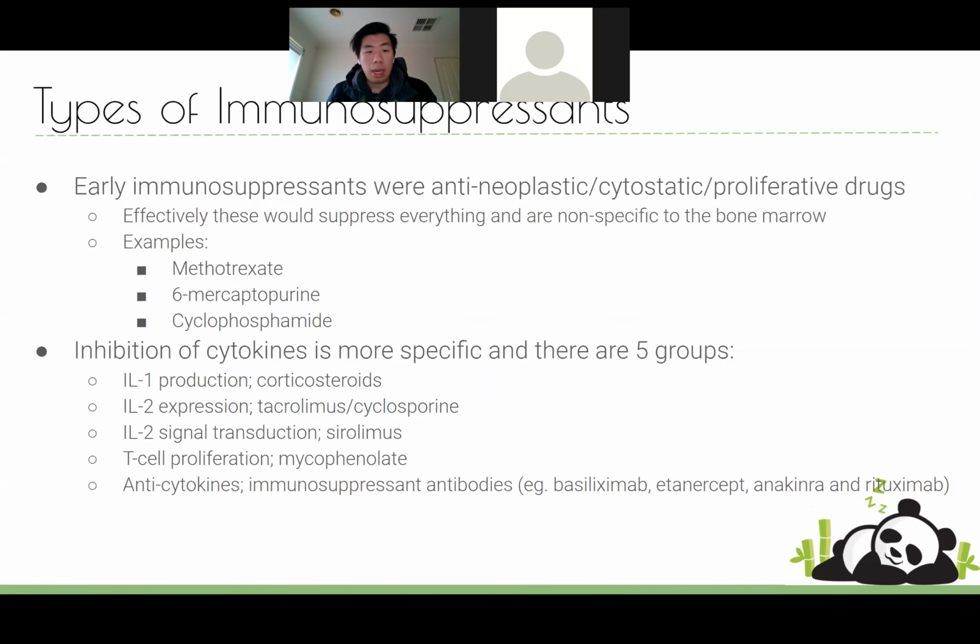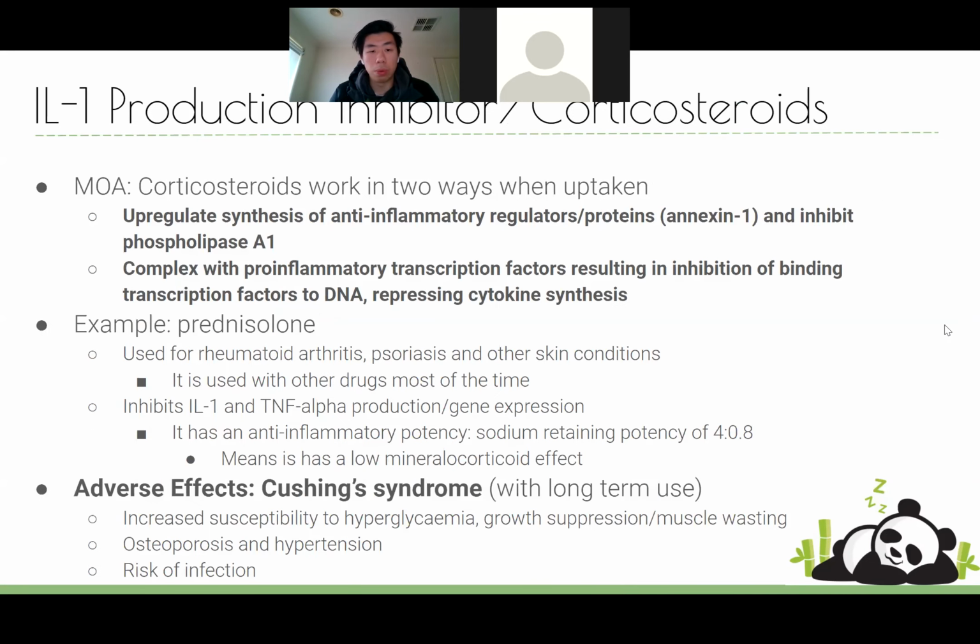So, types of immunosuppressants. Early immunosuppressants, which we still definitely use, basically just stop every single cell from proliferating. There's your methotrexates, your 6-mercaptopurine, and your cyclophosphamide. But the more novel ones aim to block specific groups, and these are in 5 groups. Your IL-1 production, so corticosteroids; IL-2 expression, so tacrolimus and cyclosporine; IL-2 signal transduction, your sirolimus; T cell proliferation, your mycophenolate; and your anti-cytokines, so your immunosuppressant antibodies. And we'll talk about each of those in a little bit more detail as we go through.